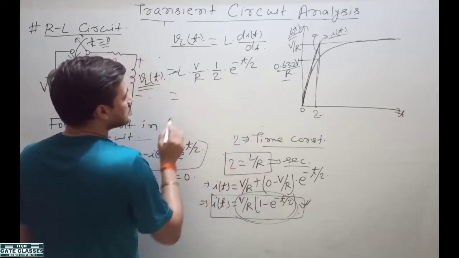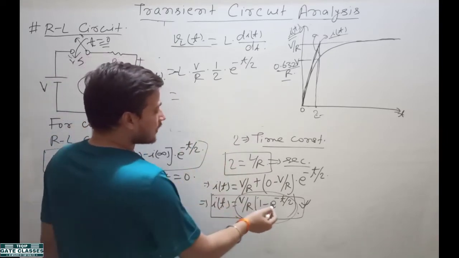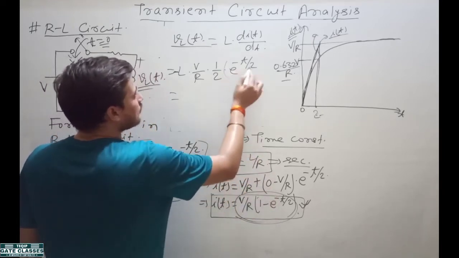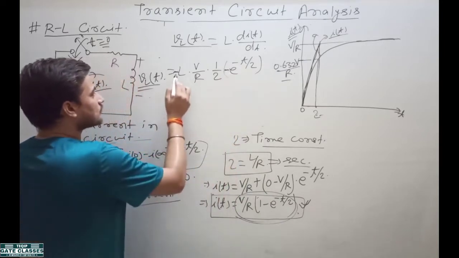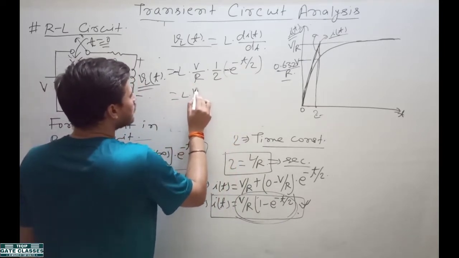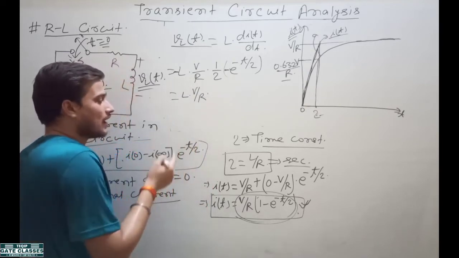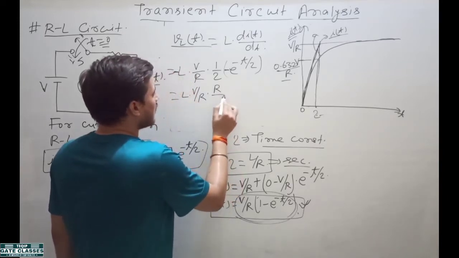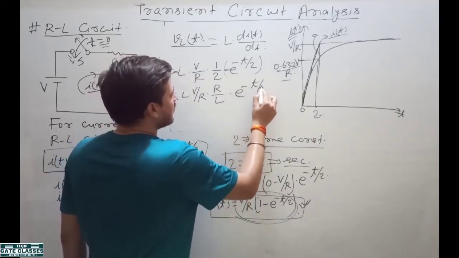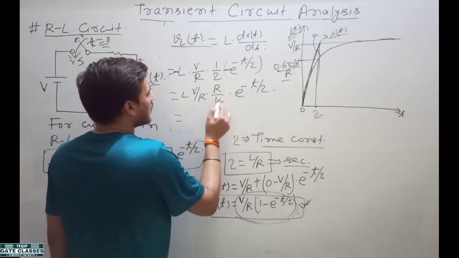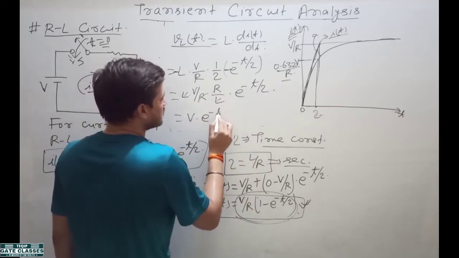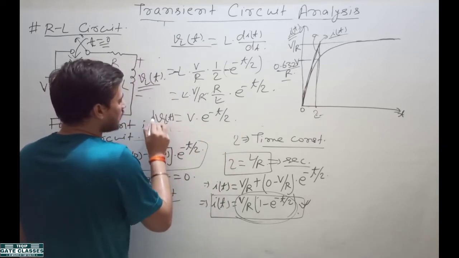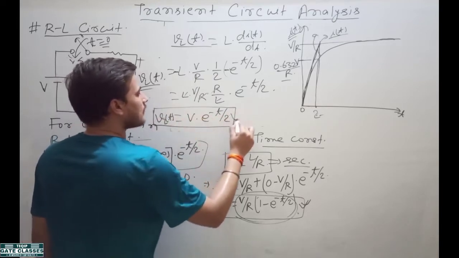So here it is minus t by tau. Now because of this minus, there will be another minus in the differentiation term, so minus will become plus. L into V by R into 1 by tau. Tau is equal to L by R, so 1 by tau will be equal to R by L, into e to the power minus t by tau. From here R, L cancel. So V into e to the power minus t by tau. So the expression for VL(t) is equal to V into e to the power minus t by tau.